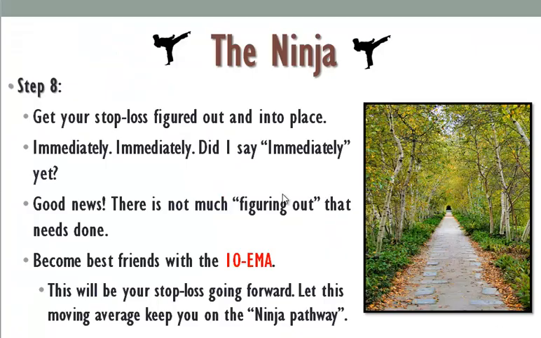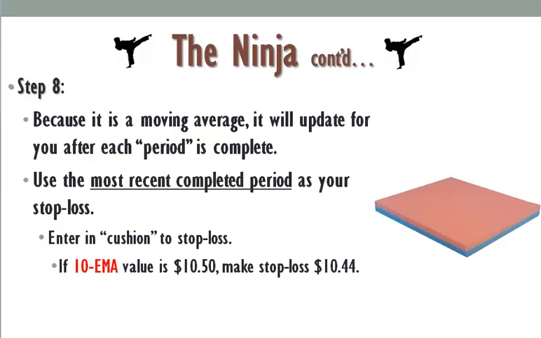So like I was saying, we are in step 8, get the stop loss figured out. But as you know now, "figured out" is a little bit of a wrong term because we have our best friend, the 10 EMA. So we're going to use that to keep us on the ninja pathway and to keep us disciplined. And then we're going to also have that cushion that is up to you, depending on how big you want to make it or if you want it at all. But that's going to be step 8, and it's a very crucial one.